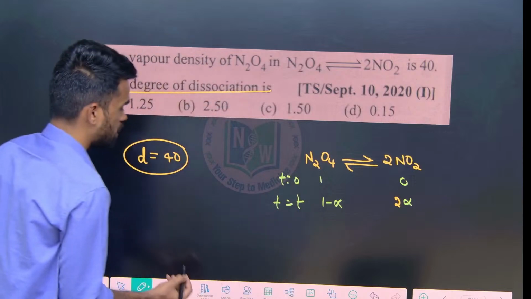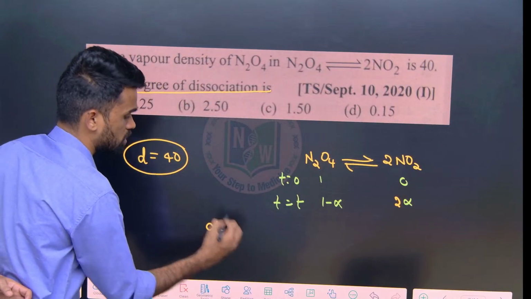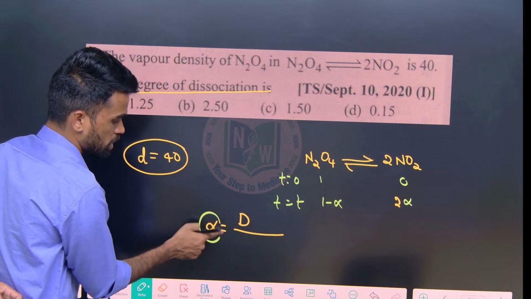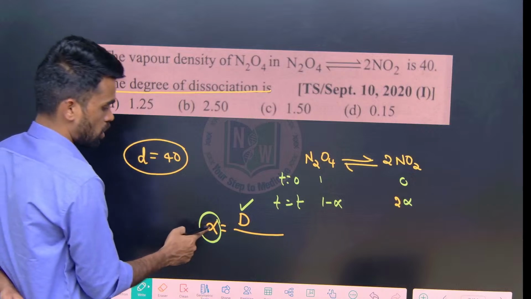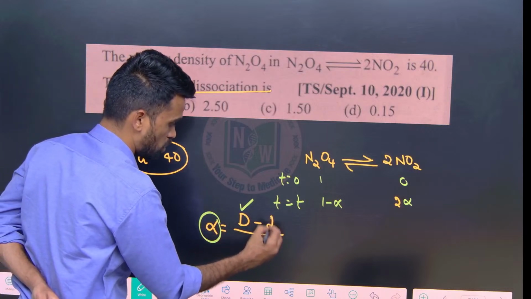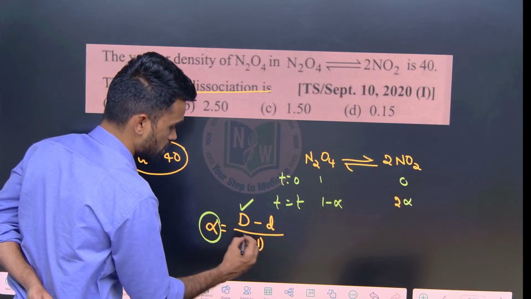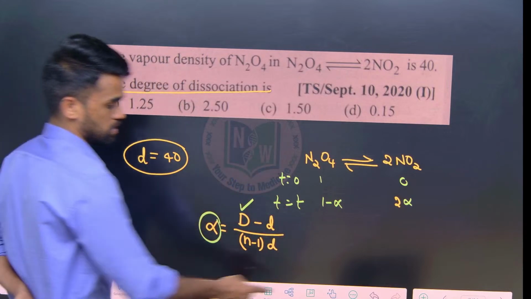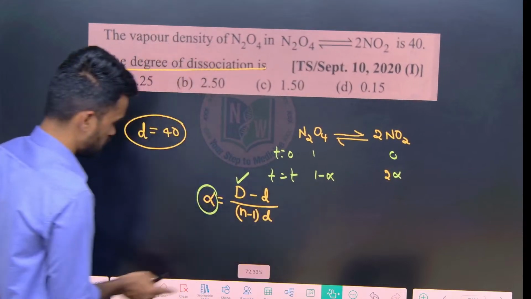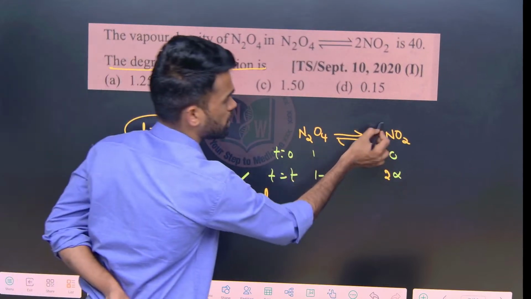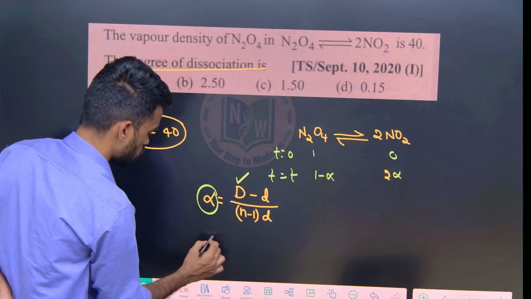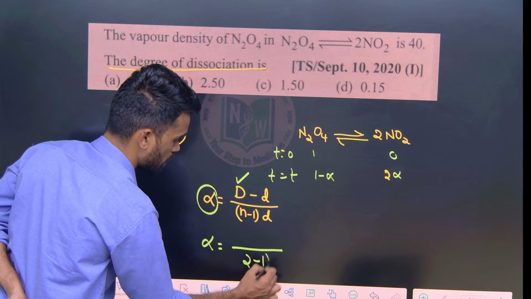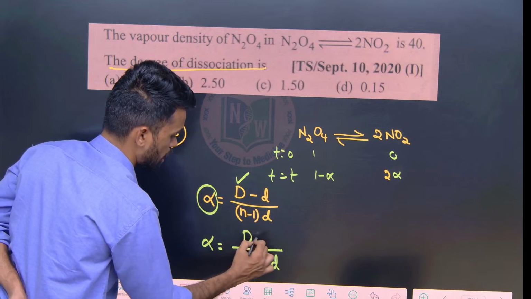So what is the formula to be used for degree of dissociation? Yeah, you just use this. There is a relation between degree of dissociation and vapor density. So alpha is equal to capital D minus small d divided by (n minus 1) times d. Now here how many moles did we get? 2 moles. So n is 2. So alpha, degree of dissociation, equals (D minus d) by (2 minus 1) d.